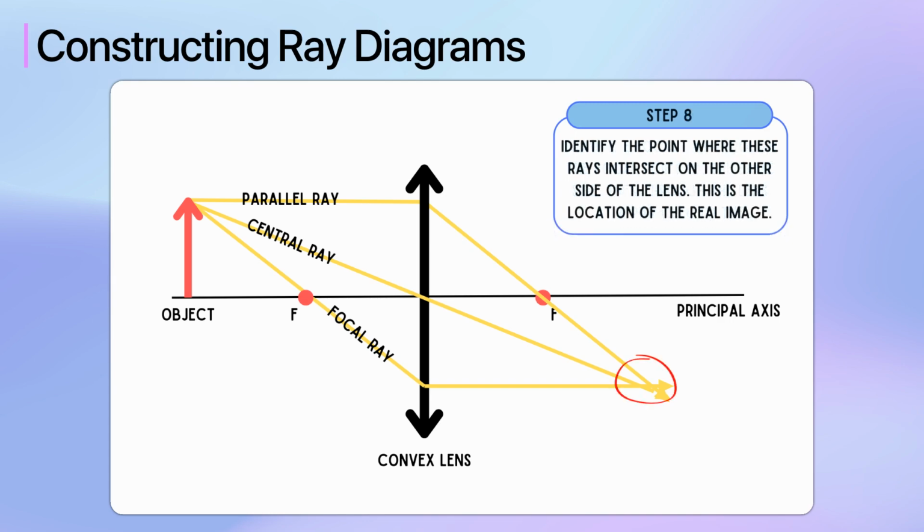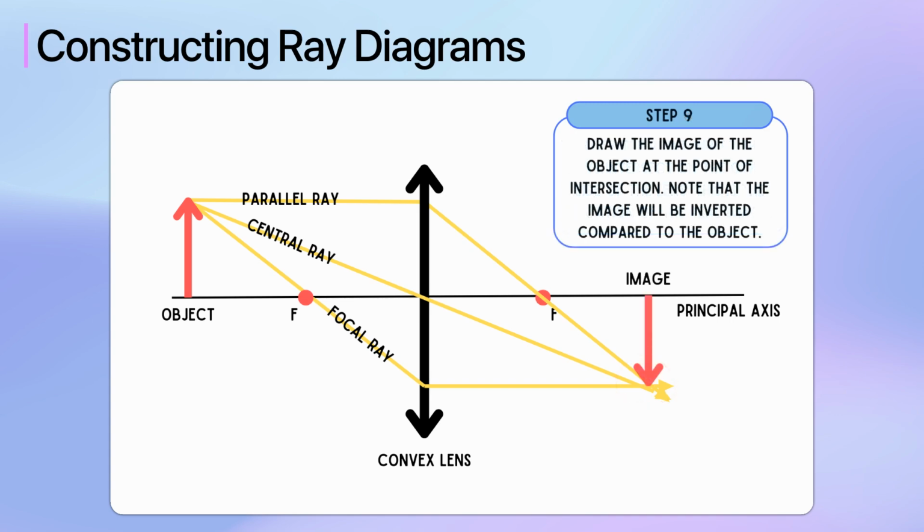Step 8. Locate the intersection. With these rays drawn, identify the point where these rays, the parallel ray, the central ray, and the focal ray, intersect on the other side of the lens after refraction. This is the location of the real image. Step 9. Draw the image. At the point of intersection, draw the image of the object. Note that the image will be inverted or upside down compared to the object.